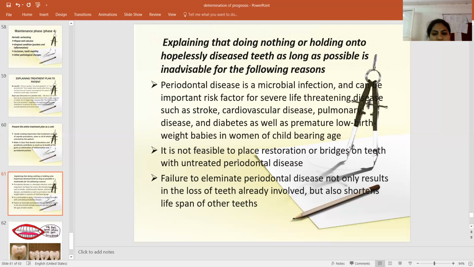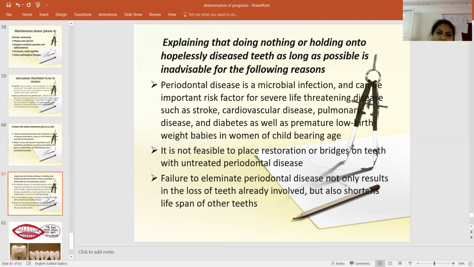Failure to eliminate the periodontal disease not only results in the loss of the teeth already involved, but also shortens the lifespan of other teeth. So, to save the hopeless teeth and to spend more time on the hopeless teeth is not advisable because there can be chances of perio-systemic medicine issues.